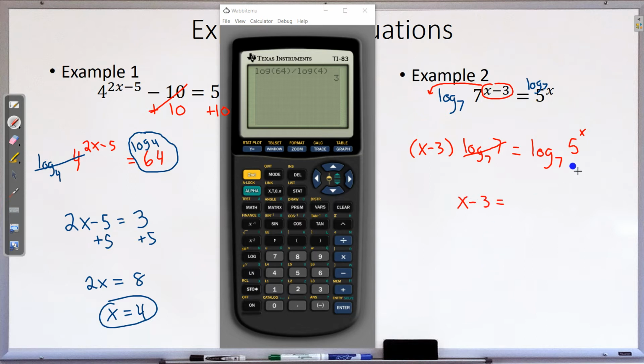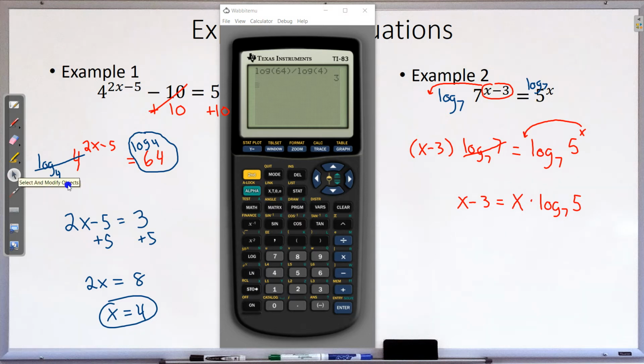is equal to, now we're going to do the same thing on this side. Because we have a log statement and it has an exponent, this exponent can come down in front. So the x comes down in front. We have log base 7 of 5. Now here they don't cancel out. This is a number. And we just got to figure out what that number is.